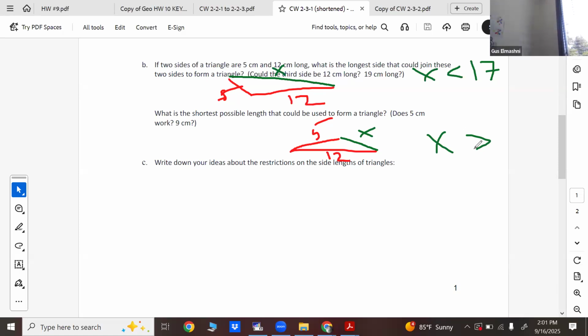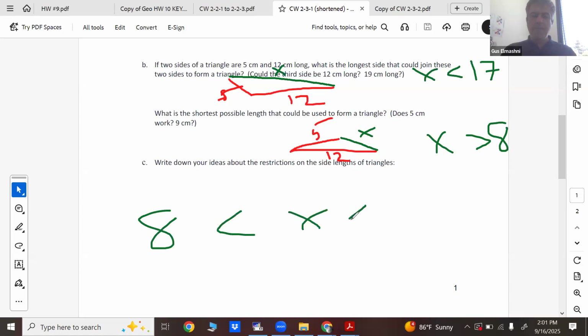Well, if you do 5, so yeah, but it's got to be larger than 7. You could do 7.00000000001. But what's the lowest whole number I could use? 8. If you had to go with the whole number. So essentially what's happening is between 8.